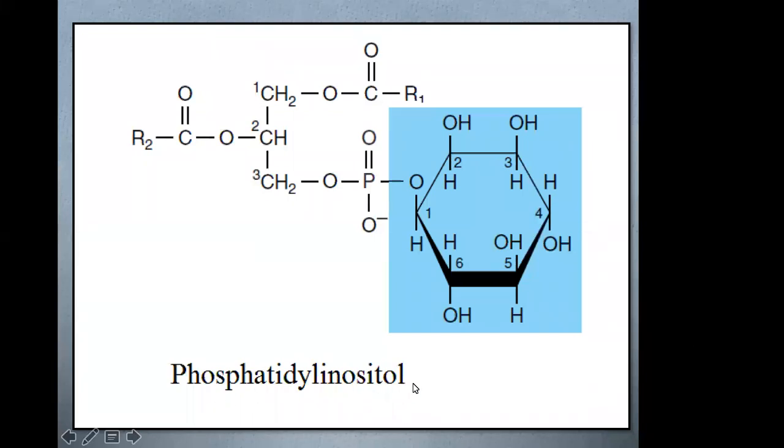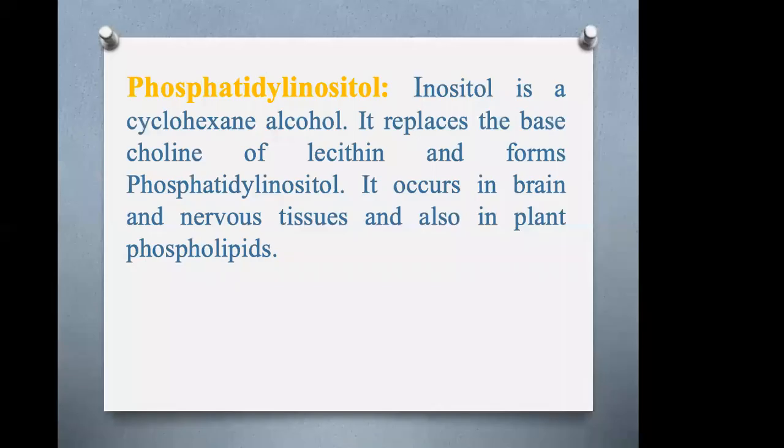So phosphatidylinositol is a complex lipid and an example of a phospholipid which helps in second messengering. Inositol is a cyclohexane alcohol. It replaces the base choline of lecithin and forms phosphatidylinositol. It occurs in brain and nervous tissue and also in plant phospholipids.